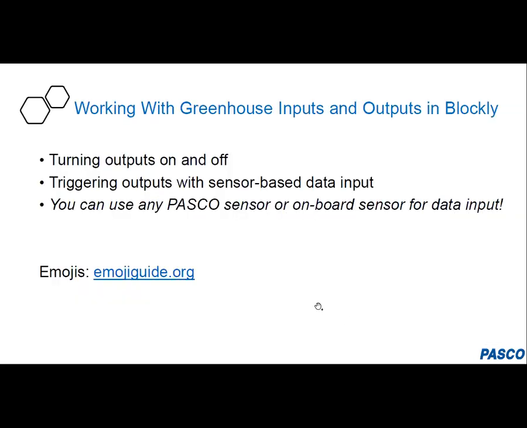Okay, so now I'm going to do a little bit of coding. We're going to look at turning outputs on and off, starting with the grow light. We're going to look at triggering outputs with sensor-based data input. And as a reminder, yes, you can use any Pasco sensor or onboard sensor for data input. What I mean by onboard sensor is if you get SparkView on your phone for free, you'll see that you've got onboard sensors already, like an accelerometer. Some phones have access to a light meter, etc. So if that's available, you can use it in code.